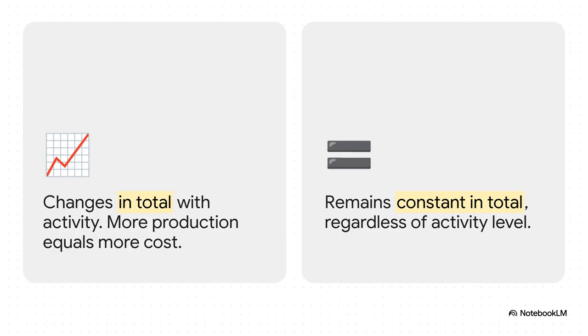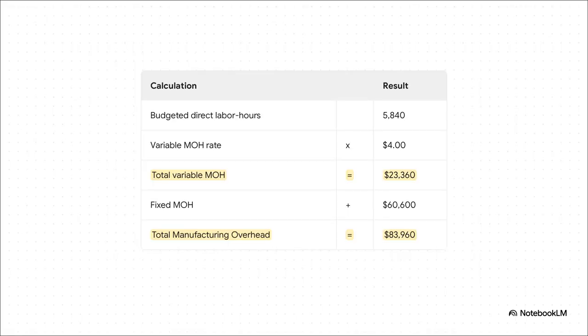Every one of those overhead costs, it falls into one of these two categories. Variable costs go up and down with your activity level. The more you make, the more you spend. Fixed costs, on the other hand, just stay the same. Your factory rent doesn't care if you had a busy month or a slow one. Getting this difference is absolutely everything. And check this out. Here's that mindset in action. To get our variable overhead, we take our labor hours, those 5,600 hours from the last budget, and multiply by the $4 variable rate. That gives us $22,400.